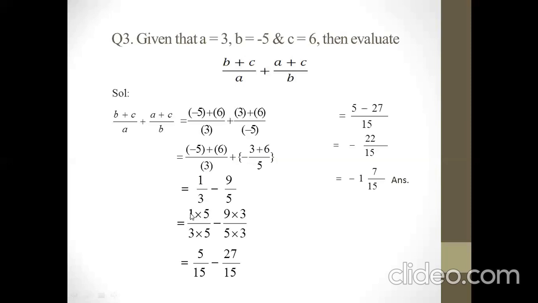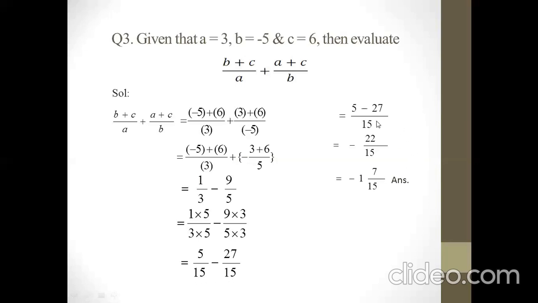In the next step, 1 multiplied by 5, and in the denominator we have 3 multiplied by 5. Then negative sign. 9 multiplied by 3 in the numerator, and in the denominator we have 5 times 3. Solve it. 5 ones are 5, 3 fives are 15 in the denominator. Copy down the sign. 9 threes are 27 and 5 threes are 15. Now the fractions are converted into like fractions.